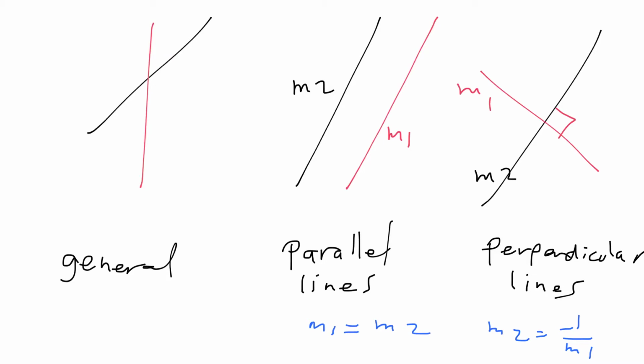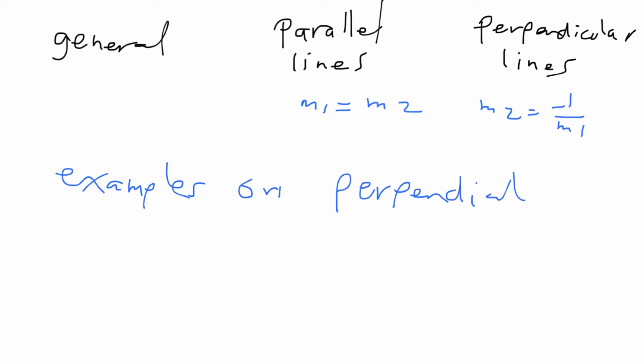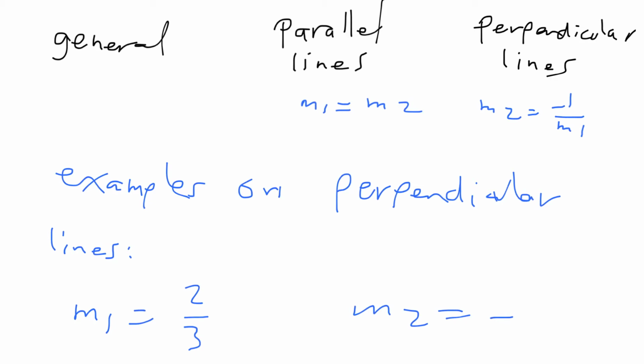Okay? So let us have some examples on perpendicular lines. Suppose m1 equals 2 over 3. m2 will be what? You change the sign. This is positive, so this should be negative. And then you invert the fraction, so it becomes 3 over 2. You do two things. You change the sign and you also invert the fraction.